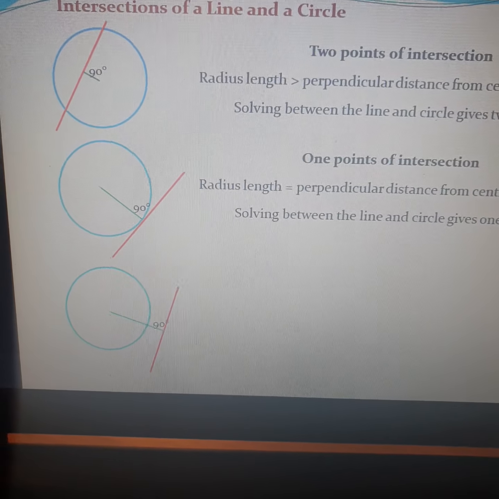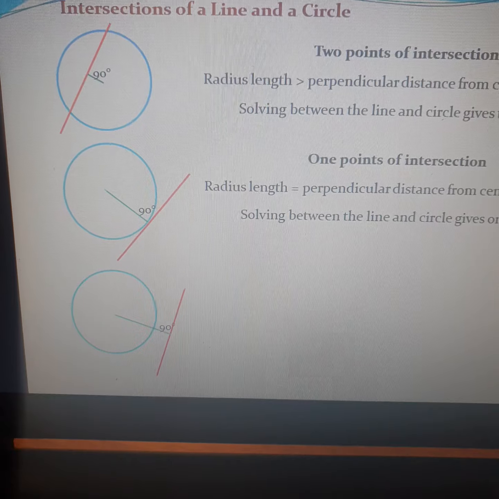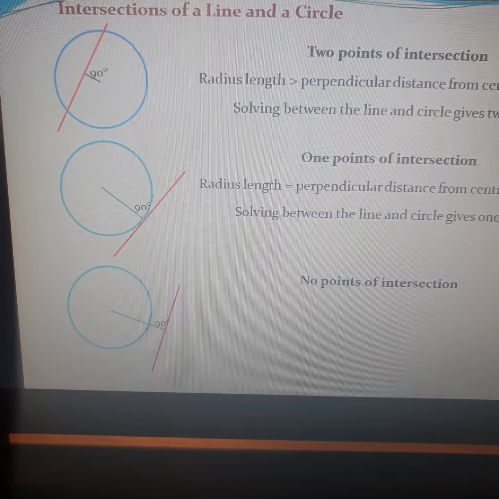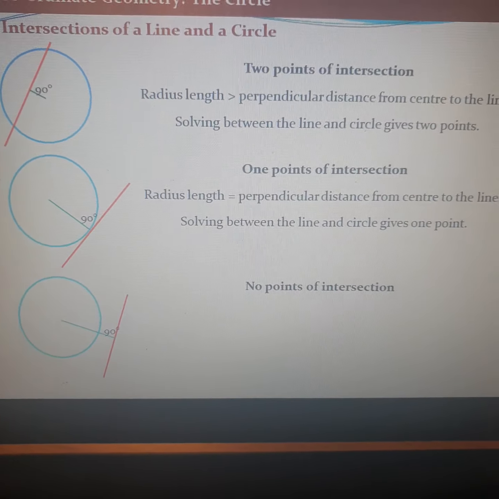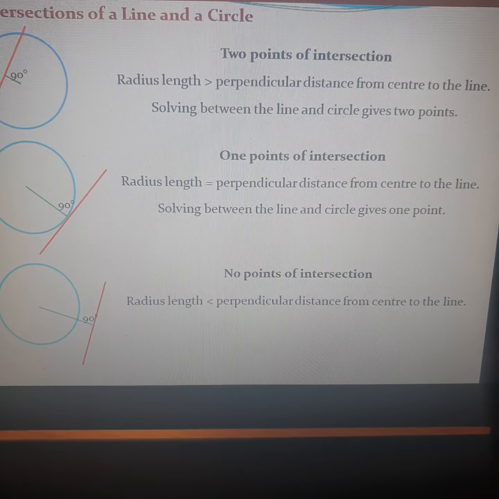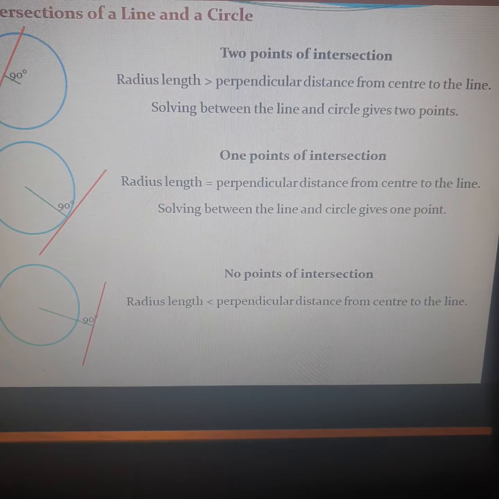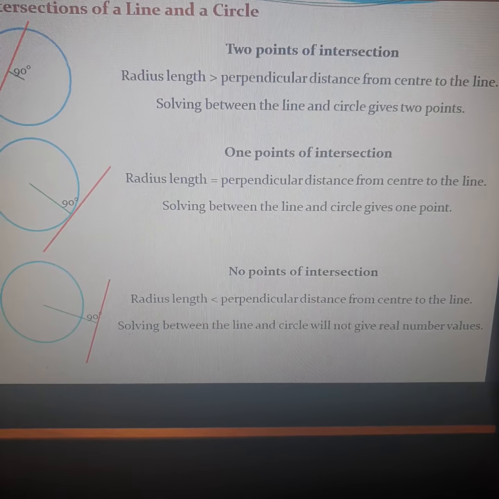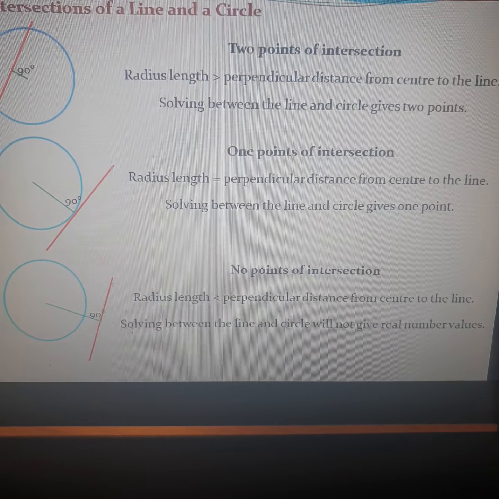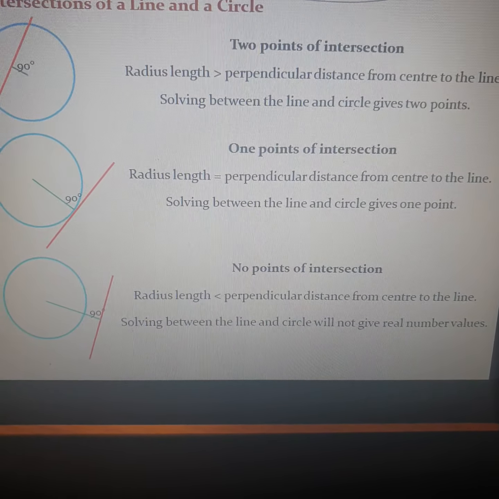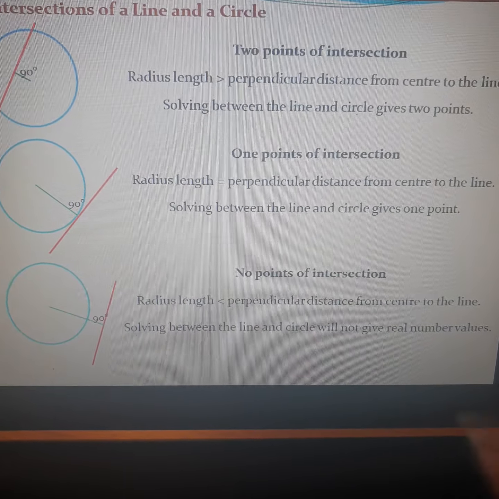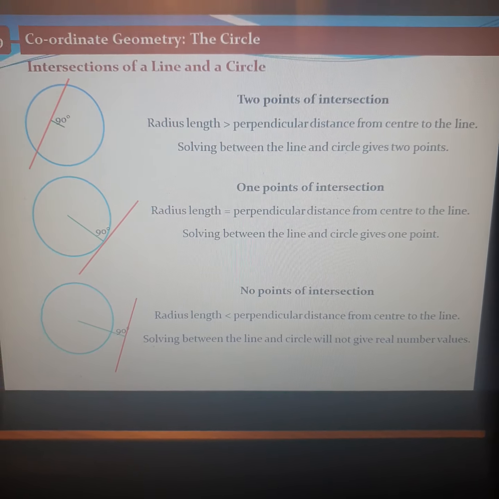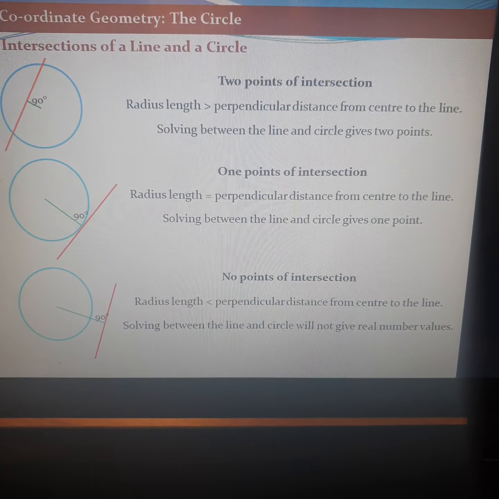And finally, where we have a line that's outside the circle, there are no points of intersection. The line doesn't cross the circle at any point. The radius length is less than the perpendicular distance from the center to the line. So solving between the line and the circle will not give real number values, so you won't get any real values for crossing the circle. It'll make more sense when we look at an example.